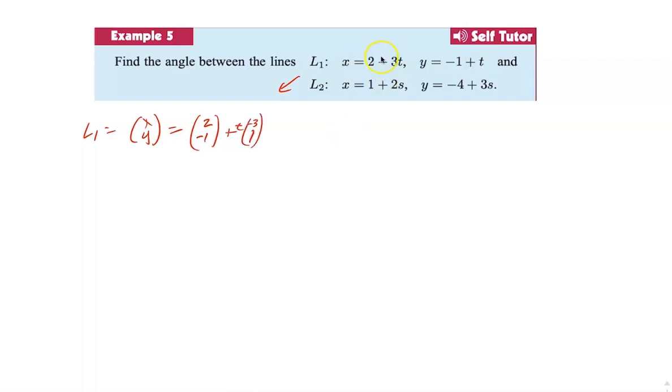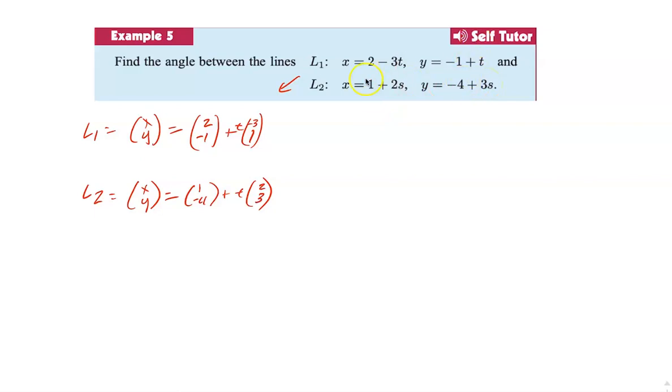So the constants are your initial points, so 2, negative 1 is my constant, and my direction vectors are the things with the variables, so negative 3 and 1. So this is my direction vector. So that's a vector equation of L1. L2, now you kind of know the gist, same idea. We're going to take the constants, so 1 and negative 4. We'll add in the direction vector, which is in this case 2 and 3.